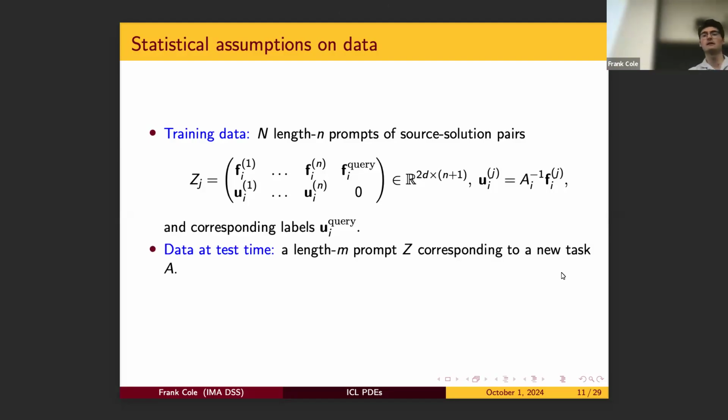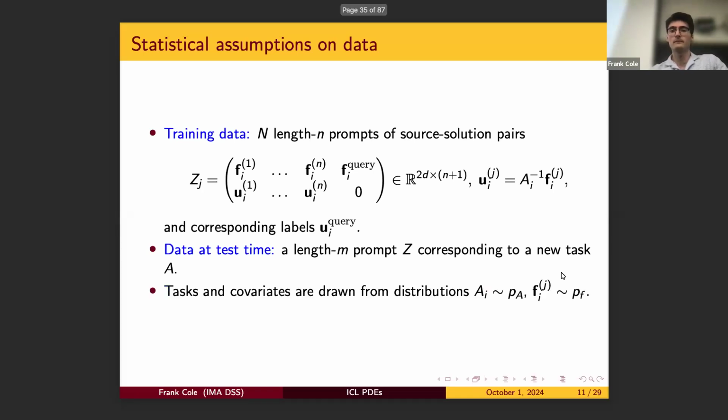And so then when you want to perform inference, you get a new prompt corresponding to a new matrix A coming from a different PDE, and you want to predict the unknown label. And so we have some statistical assumptions on the structure of the matrices A and the right-hand side vectors F. So they're described by some underlying probability distributions. We'll put more assumptions on those when we state the main results.